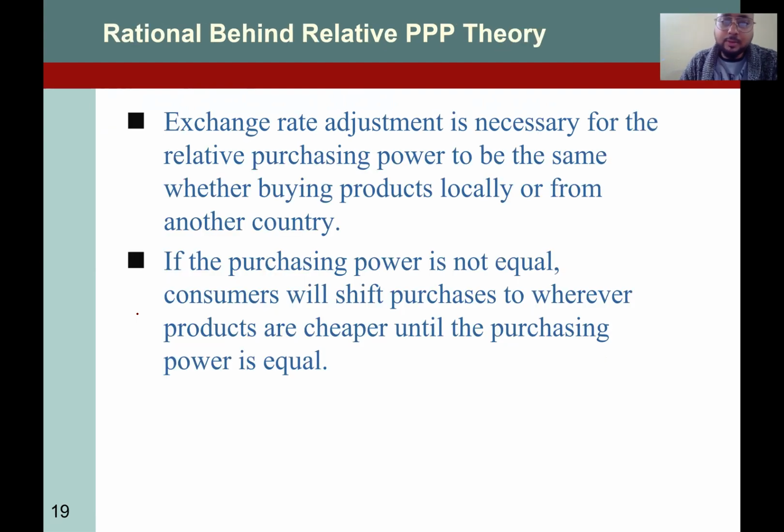So let's explore this further. What does it mean? It says exchange rate adjustment is necessary for the relative purchasing power to be the same, whether buying products locally or from another country. So purchasing power parity says that whether you buy from your home country or from a foreign country, the purchasing power is the same. Why? Because the exchange rate adjusts itself accordingly.